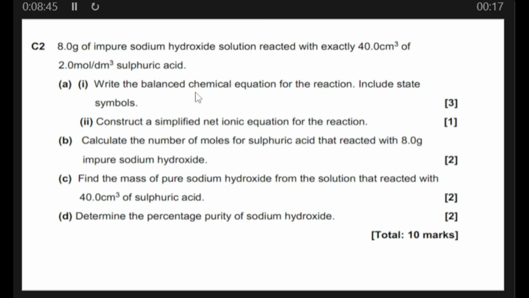A1, write the balanced chemical equation for the reaction, include state symbols. 2, construct a simplified net ionic equation for the reaction. Then B, calculate the number of moles of sulfuric acid that reacted with 8.0 grams of impure sodium hydroxide. C, find the mass of pure sodium hydroxide from the solution that reacted with 40 cubic centimeters of sulfuric acid. D, determine the percentage purity of sodium hydroxide. So let's begin answering this question.